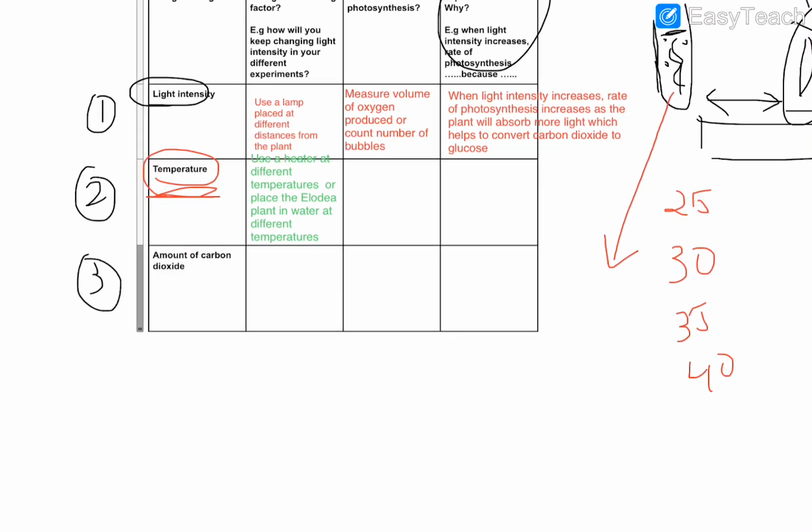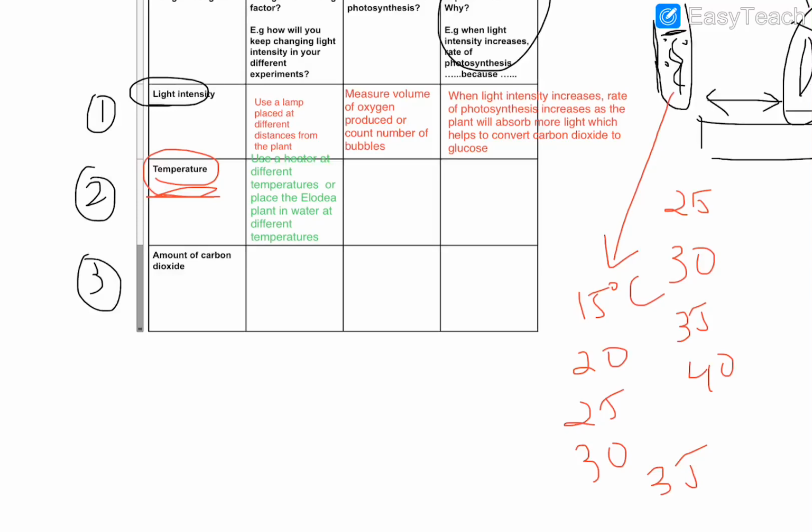So if you place ice in the water, let's say you place 1 cube of ice in room temperature water, the temperature is going to drop, let's say, to 15 degrees Celsius. So you can have water at 15 degrees, water at 20, at 25, at 30, 35. So using water at different temperatures, place the Elodea plant in water at different temperature. This is going to allow you to vary the temperature a little bit more.